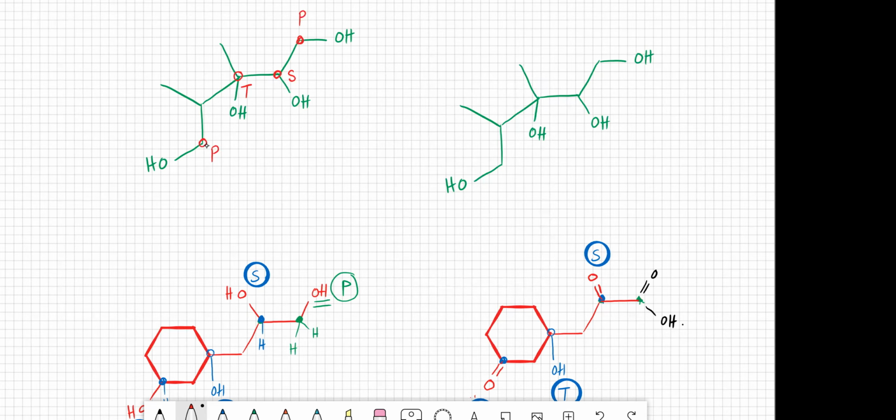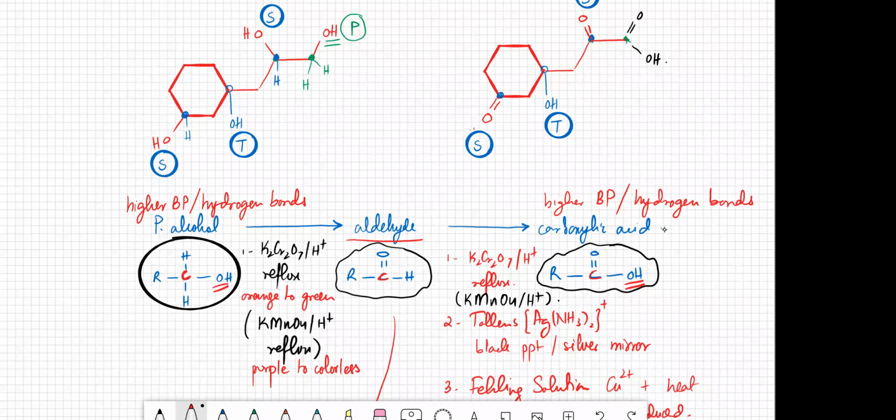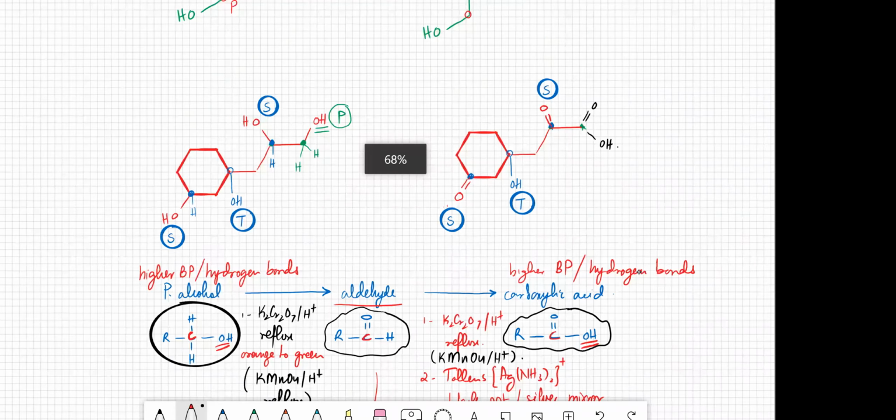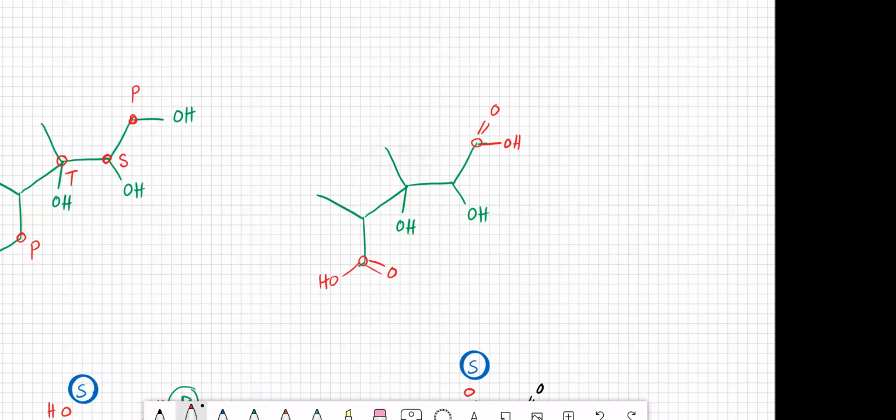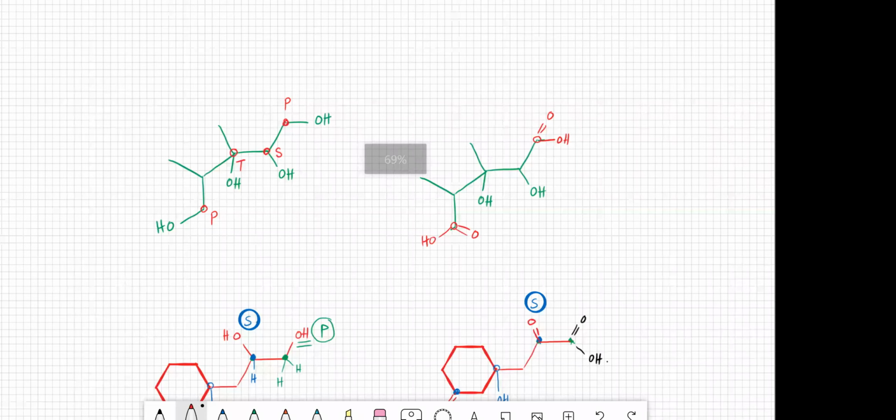So first, let's focus on the primary alcohols. What did we study? If you try to oxidize them, primary alcohols will turn into aldehydes, and eventually they'll turn into carboxylic acids. So that's what we're going to do. This one and this one, both of them are going to turn into carboxylic acid. They would become double bond O and OH. Same thing over here, double bond O and OH. So they'll turn into carboxylic acids. That's the first thing.